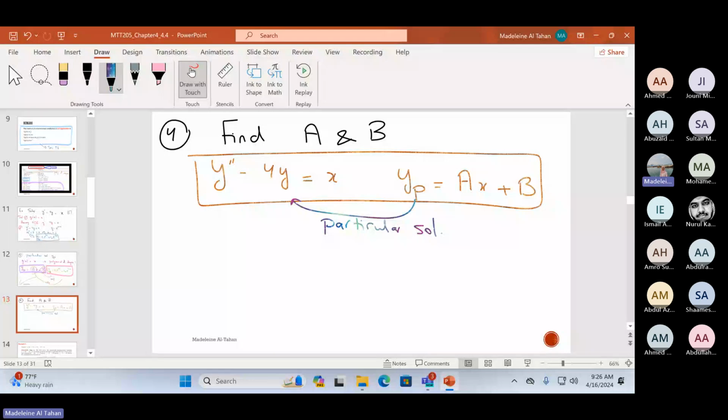So what do we need to do now? Substitute in the differential equation, right, miss? So what do we need? This step. Substitute yp equal ax plus b in the differential equation y double prime minus 4y equal to x.